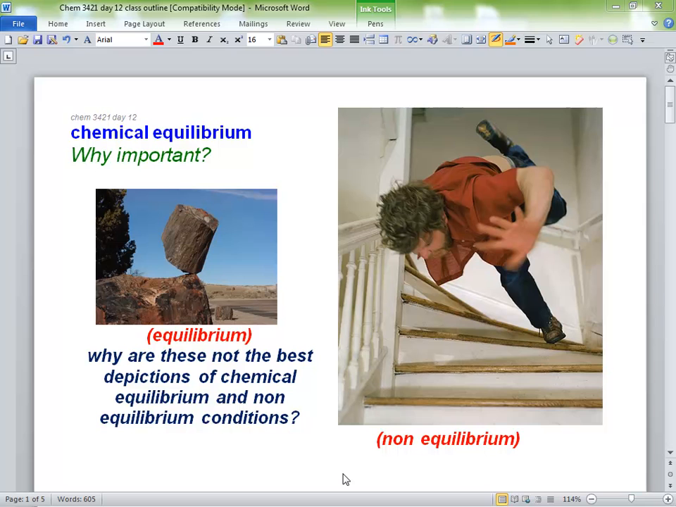So, chemical equilibrium. Actually, we've got a couple situations here for equilibrium and non-equilibrium. But why are these not the best depictions for chemical equilibrium systems, whether you're at equilibrium or non-equilibrium? Why would they not be good depictions of that?